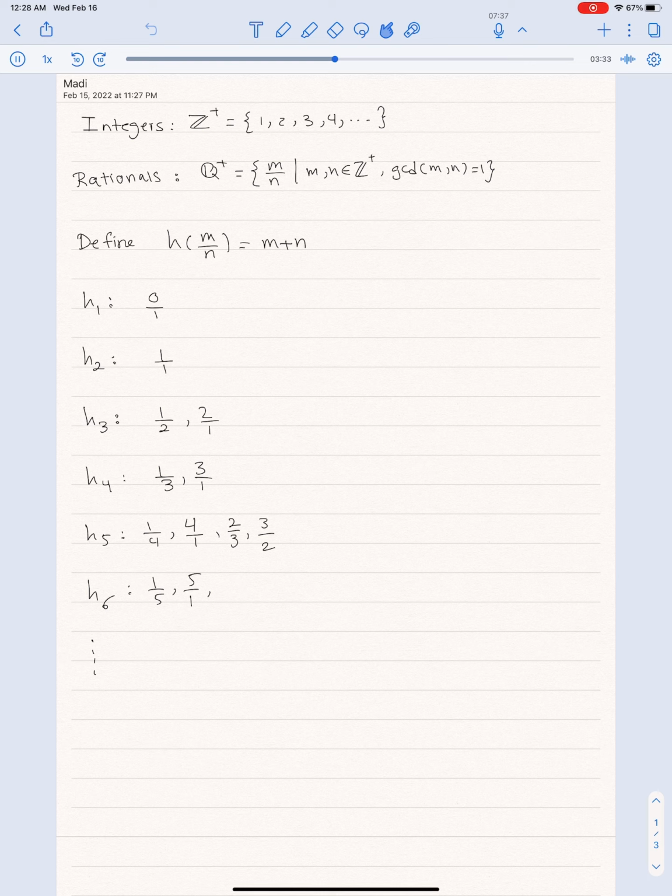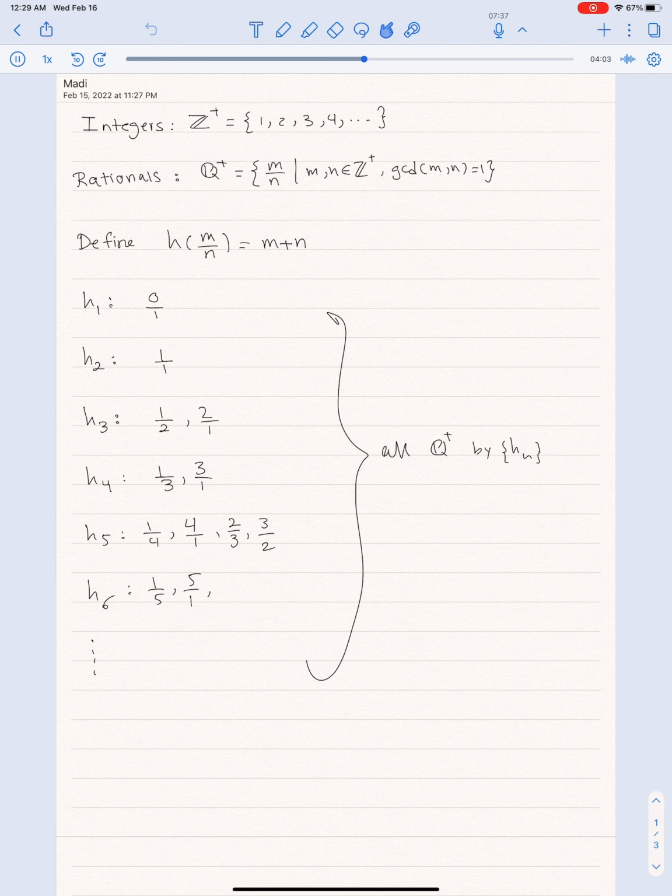So what's the point of doing this? We constructed all of the positive rationals here by this sequence of heights. Let's say by this sequence we have constructed all of them.